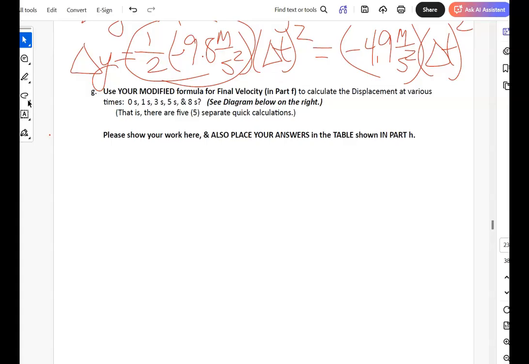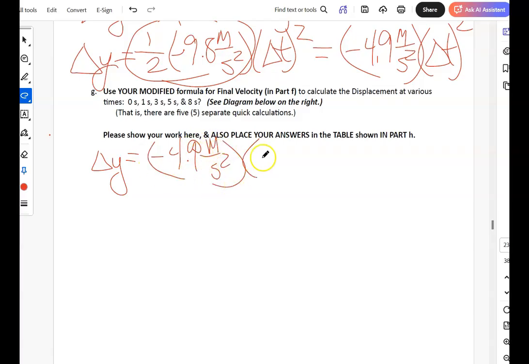All right, so now you're going to do the same thing you did in part D, solving for final velocity at 5 different times. Now you're solving for displacement after 5 different times of falling. So we're going to take our formula, delta y equals negative 4.9 meters per second squared, times whatever the amount of time is squared. So the displacement after 0 seconds, as you might expect, is going to be 0.